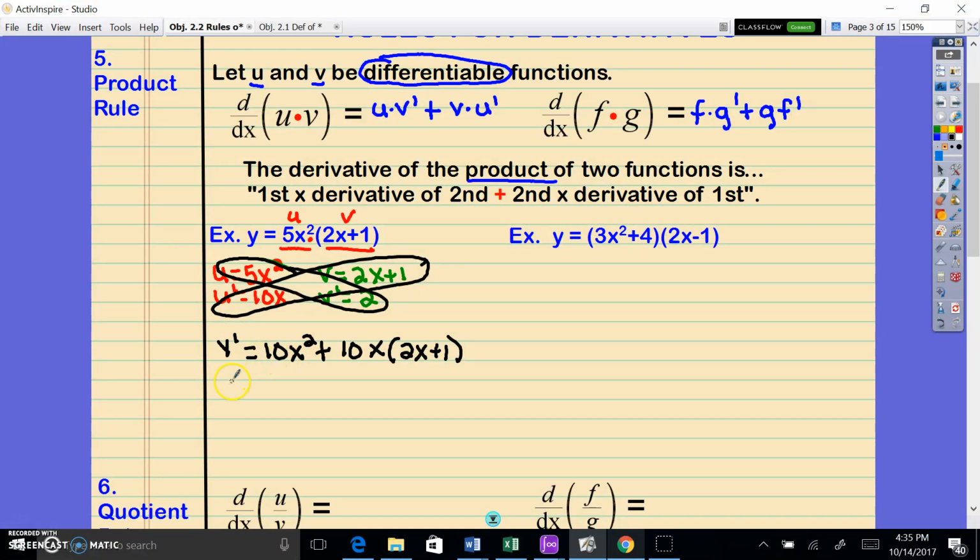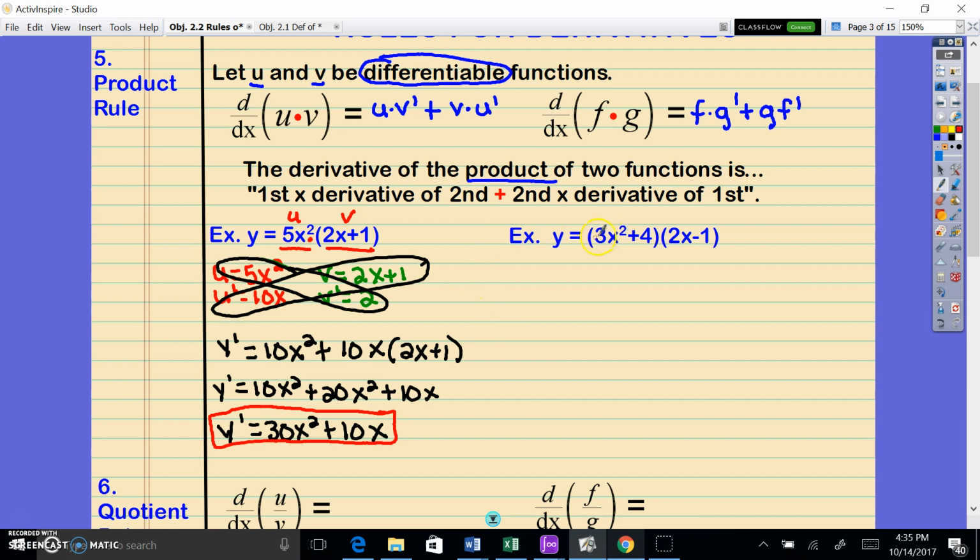At this point, you could stop if it's a free response, but if it's multiple choice, they're going to probably simplify a little bit more. So they're going to distribute that 10x and get 20x squared plus 10x. Combining like terms would give us the derivative is 30x squared plus 10x. Again, I normally do not have you multiply it out that far or simplify that far, but if it's multiple choice, it's more than likely they are going to simplify it in the choices, so you kind of have to go there.